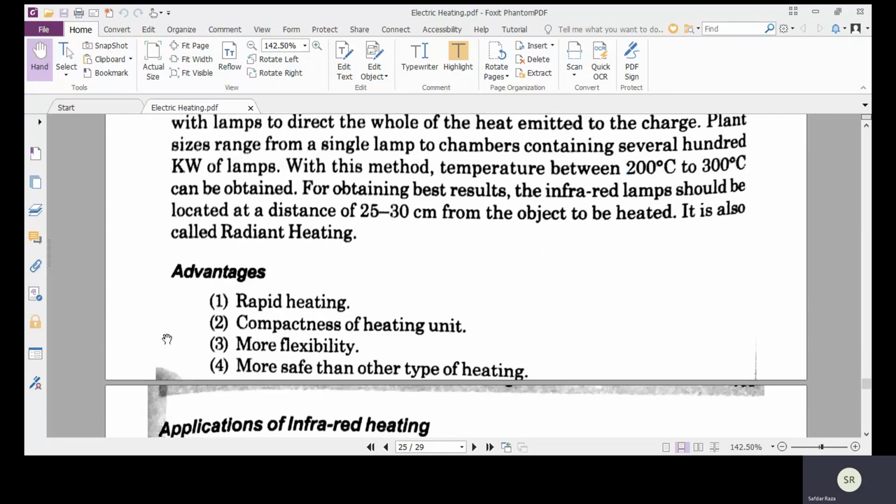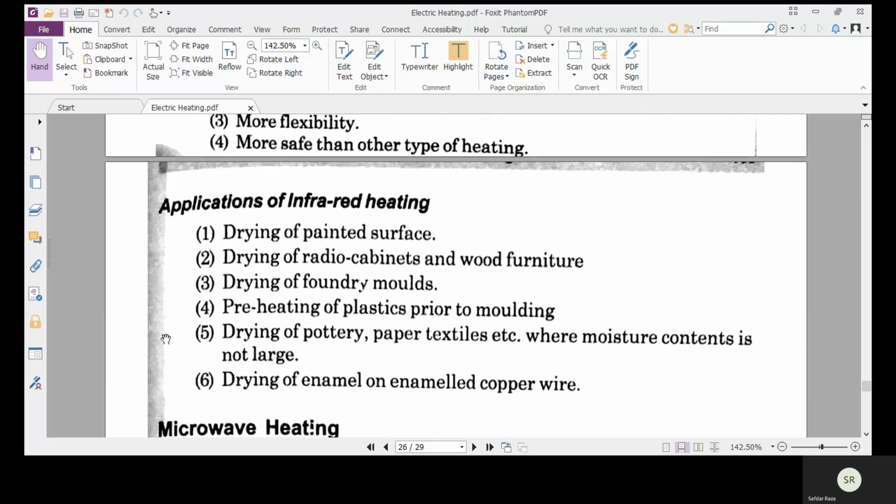Now, what are the advantages of infrared heating? By this heating method, we can do rapid heating. Its heating unit is compact, and it is more flexible and safer than other types of heating.